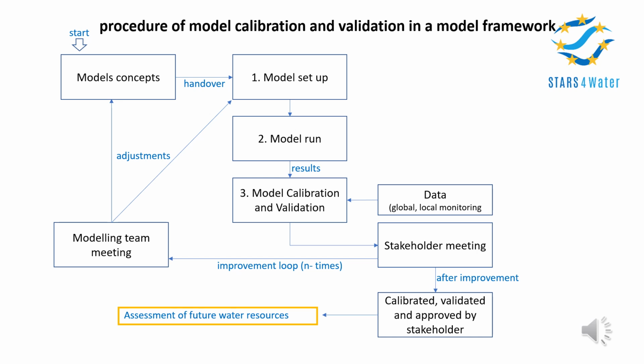To ensure that the models are fit for purpose and meet the identified needs, stakeholder consultation is essential at this stage. Depending on the feedback received, several improvement loops may be necessary until the model framework is finally approved. If all these steps are followed, there will be calibrated, validated, and stakeholder-approved models ready for assessing future water resources.